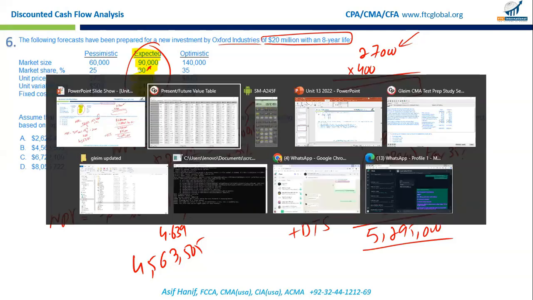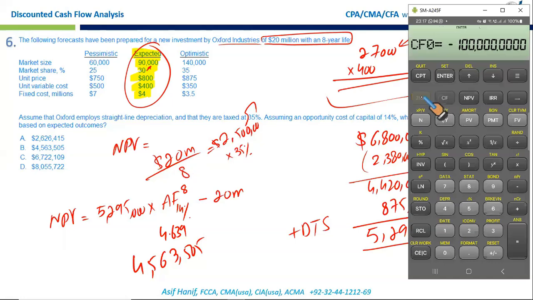We can do it directly by plugging in the numbers. I'm going to do it directly to save time. Our initial investment is $20 million. Let's enter down. Then we have regular cash flows of 5295,000. Enter down arrow key, and there are 8 such cash flows every year. 8. Enter down arrow key.